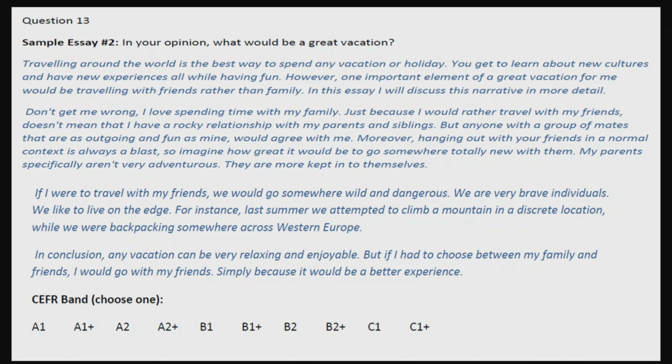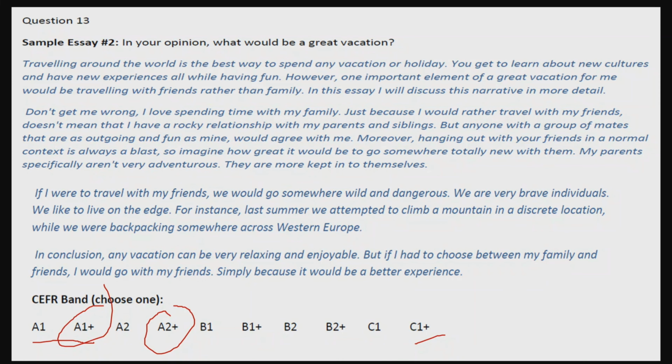All right, so let's have a look at our question. This is a sample essay. In your opinion, what would be a great vacation? And this is the student's response, and we have to allocate the level as per the CEFR writing levels, A1, A2, and there are midway levels as well, that is A2 plus, A1 plus, till C1 plus. All right, so let's have a look at that.